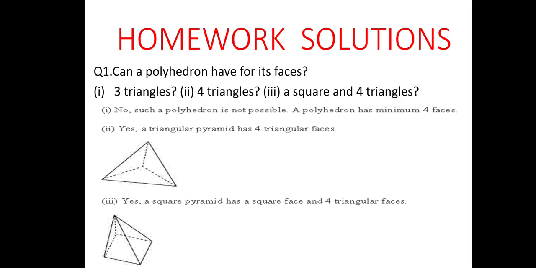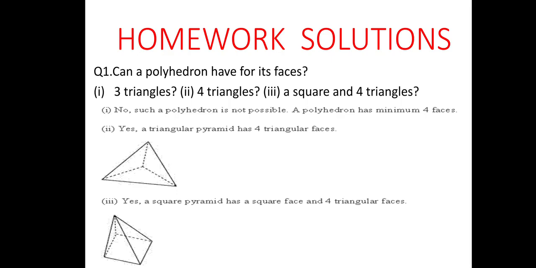Second part, 4 triangles. Yes, a triangular pyramid is a good example of this, because it has 4 triangular faces. What do you mean by a pyramid? A pyramid whose base is a triangle and the lateral faces are also triangles with a common vertex. So that will be a triangular pyramid. So the answer of this part is yes, 4 triangles are there in this triangular pyramid. And we have learned that the other name of triangular pyramid is tetrahedron.